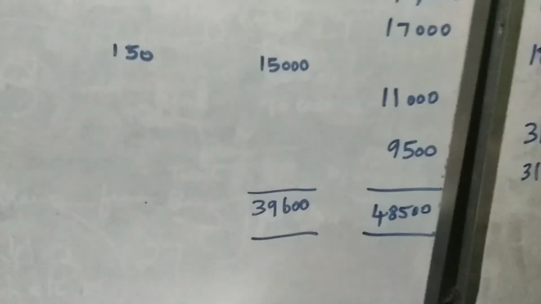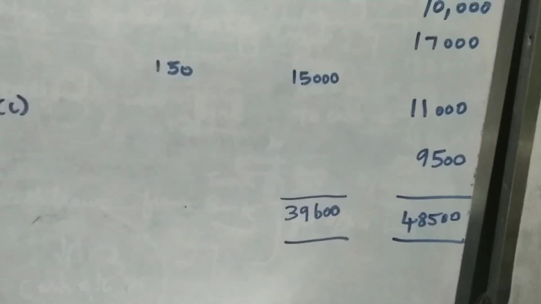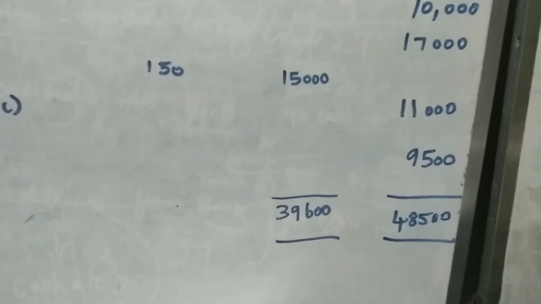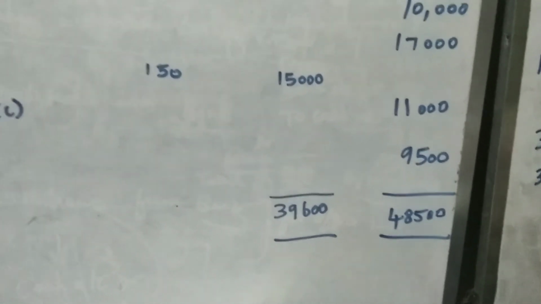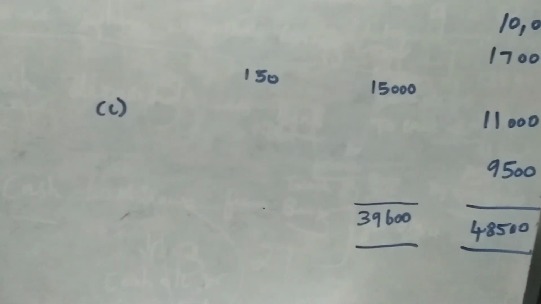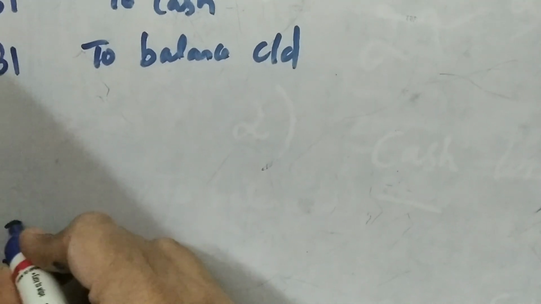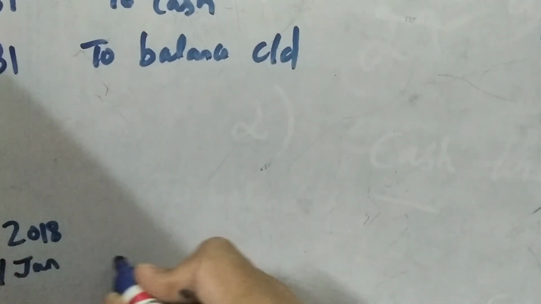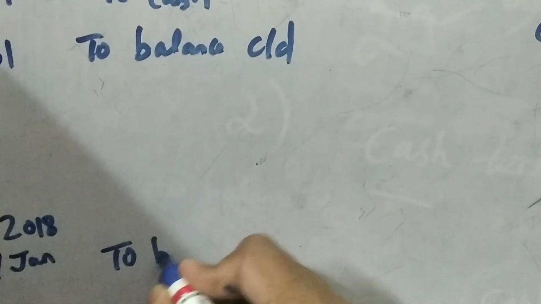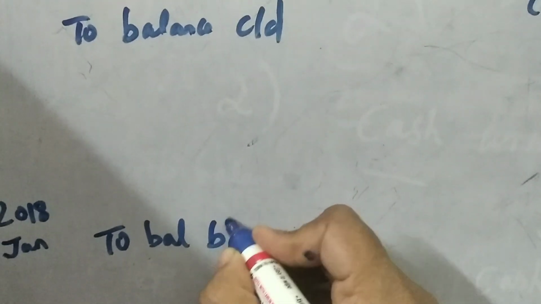Now you have to bring this closing balance of cash to the debit side. On 1st of Jan 2018, you'll write to balance brought down.